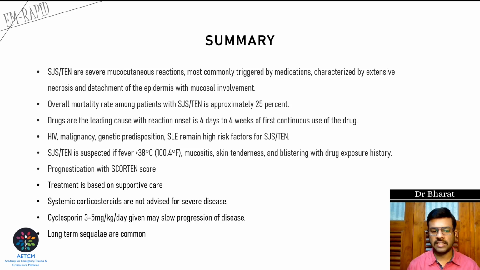for SJS/TEN. SJS/TEN can be suspected in case of a fever more than 38 degrees Celsius, with mucositis, skin tenderness, and blistering with a drug exposure history. The scoring system used for prognostication is called the SCORTEN score. Treatment is usually supportive care, similar to extensive thermal injuries. Corticosteroids are not advised for severe disease because it's not clinically proven. Cyclosporin can be used safely if there are no toxic effects at the dose of 3 to 5 mg per kg per day. And long-term sequelae are very common and have to be addressed and educated to the patients, bystanders, as well as the patients.